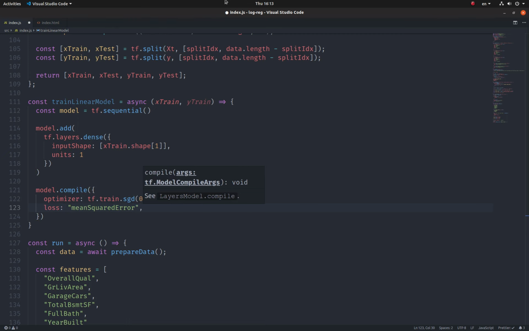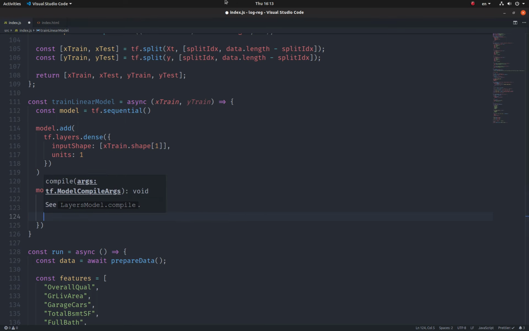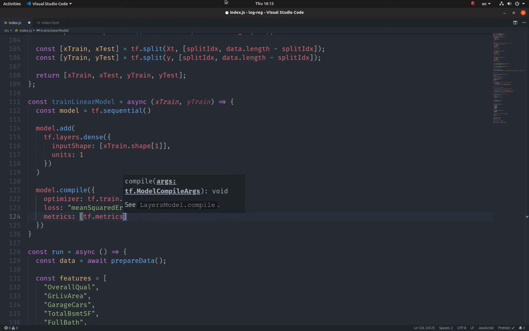And the last thing I'm going to measure is going to be the mean absolute error, which will tell us how far our price predictions are from the real values. And this one is in tf.metrics.meanAbsoluteError. Okay, so we have a model and we have a compilation of this model.